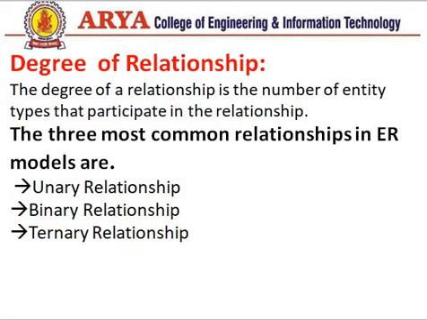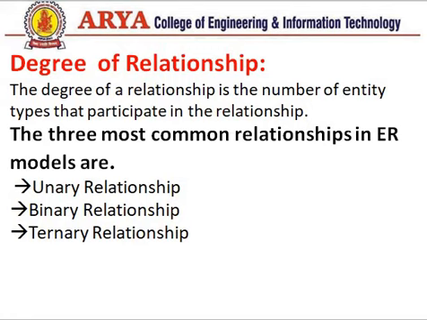What do you mean by the degree of a relationship? The degree of a relationship is the number of entity types that participate in a relationship. It means how many entities participate in a relationship. If two entities participate, that is the degree of the relationship. There are basically three most common relationships in ER models: unary relationship, binary relationship, and the third one is the ternary relationship.